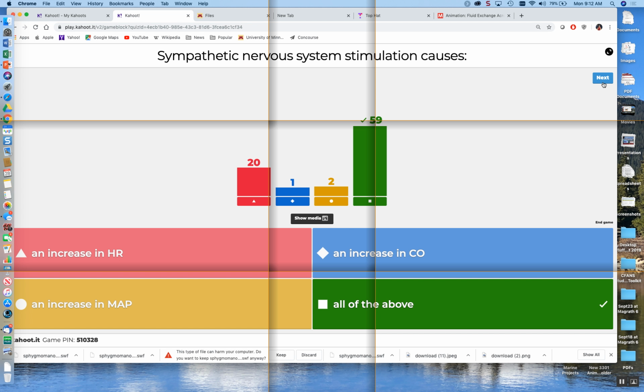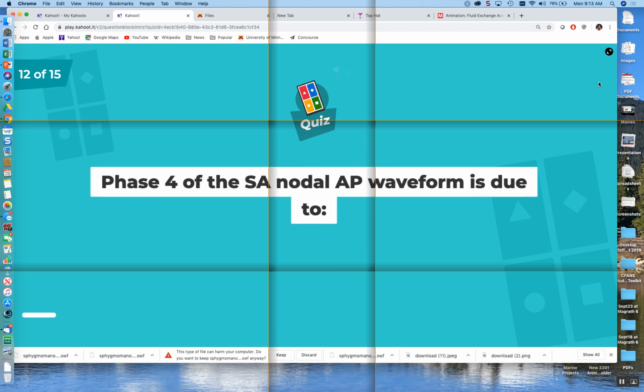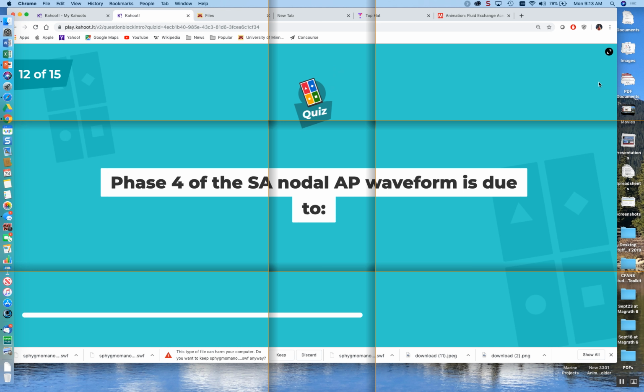You get an increase in heart rate, increase in stroke volume. That would lead to, because you multiply it together, an increase in cardiac output. And assuming that total peripheral resistance stays the same, that increases mean arterial pressure as well. So, Rachel, still holding on to the top spot. Emily's second. Julia is third. All right, 3 more. That's all we got, 3 more.